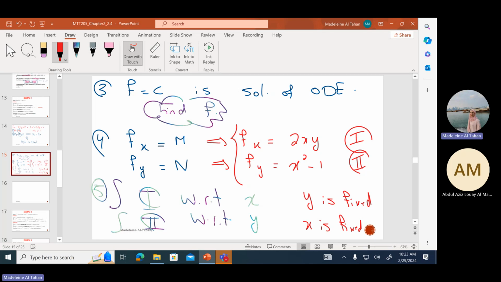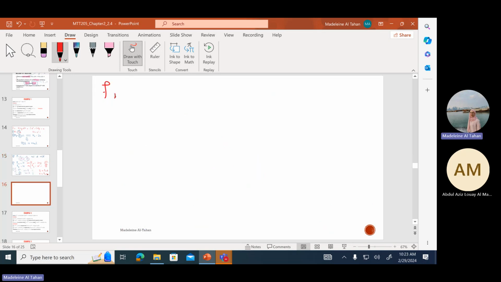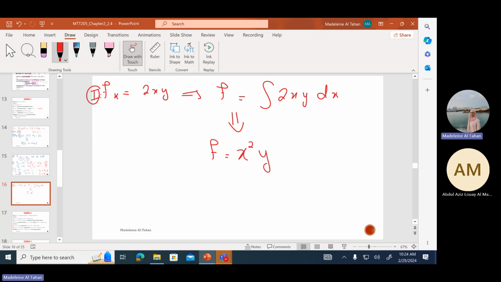Okay, so fx is equal to xy. We are in equation 1 now. It implies that f is the integral of xy with respect to what? With respect to x, perfect. Y is a constant, right? So f is equal to y, the integral of x is x squared over 2, so we will get x squared y over 2. Do we agree? Oh, plus a constant, right?